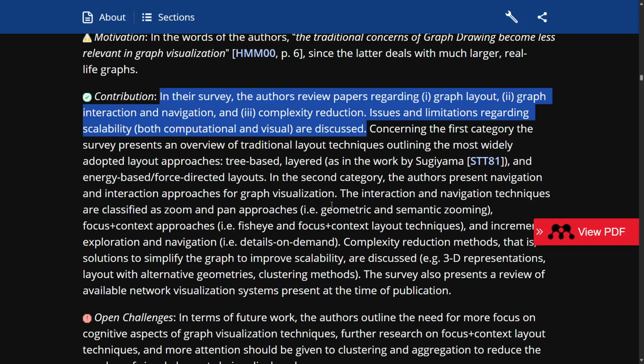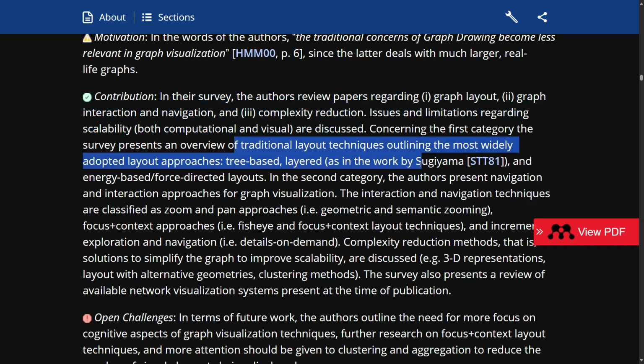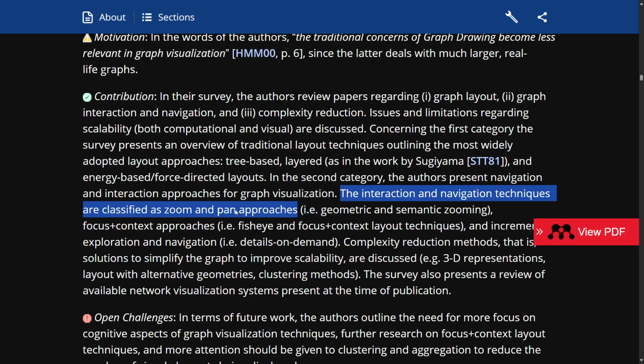Graph layout, 2. Graph interaction and navigation, and 3. Complexity reduction. Issues and limitations regarding scalability, both computational and visual, are discussed. Concerning the first category, the survey presents an overview of traditional layout techniques outlining the most widely adopted layout approaches: tree-based, layered, as in the work by Sugiyama, STT81, and energy-based or force-directed layouts. In the second category, the authors present navigation and interaction approaches for graph visualization. The interaction and navigation techniques are classified as zoom and pan approaches, i.e.